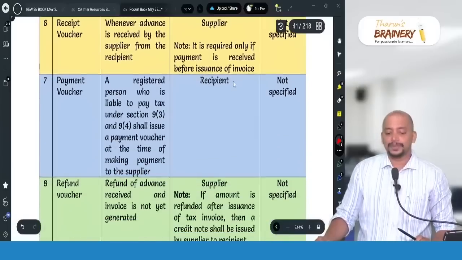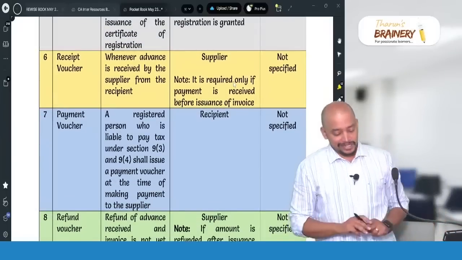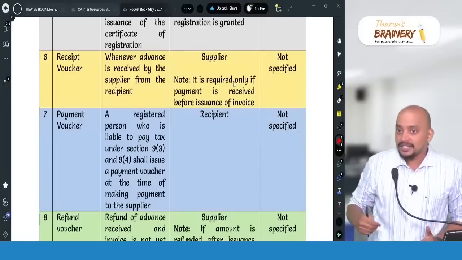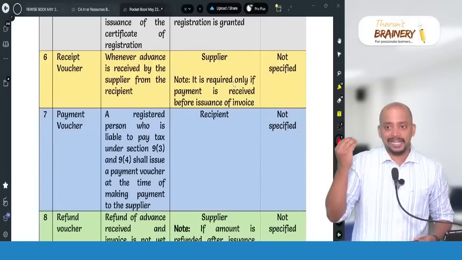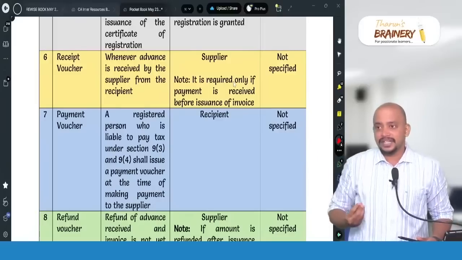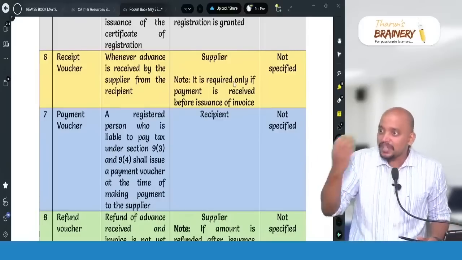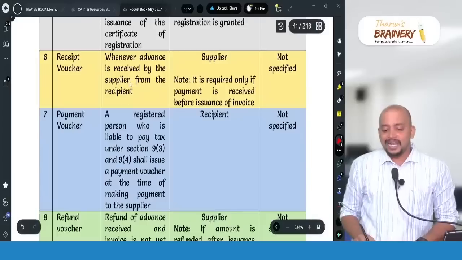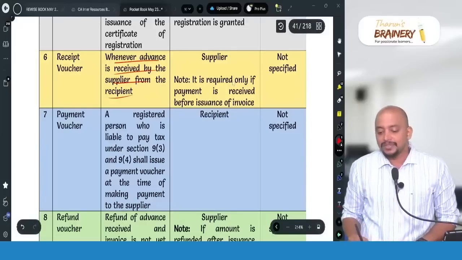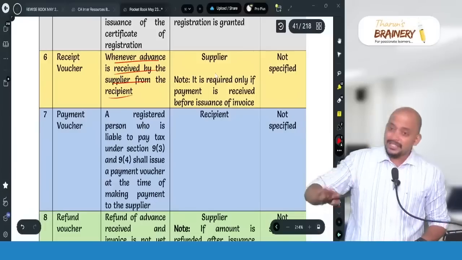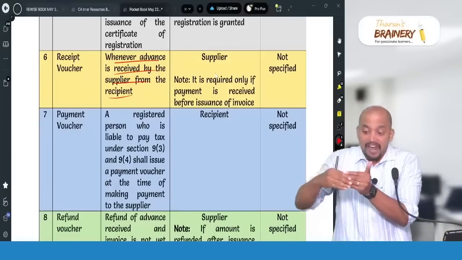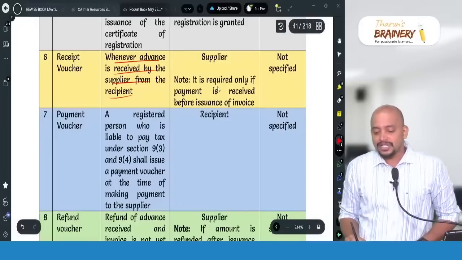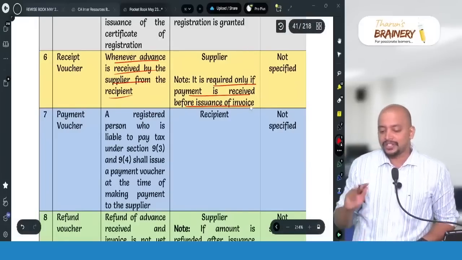Then receipt voucher. A receipt voucher is in case of advances. That is, whenever we are yet to prepare an invoice and we receive some money in advance. Any amount that is received before preparing the invoice is known as an advance. In case of advances, we need to evidence the receipt of the advance. For that, the supplier will be giving a receipt voucher to the recipient whenever an advance is received by the supplier from the recipient. What if the payment is to be received after preparing the invoice? Then in that case, is a receipt voucher required? No. A receipt voucher is required only if the payment is received before issuance of the invoice.